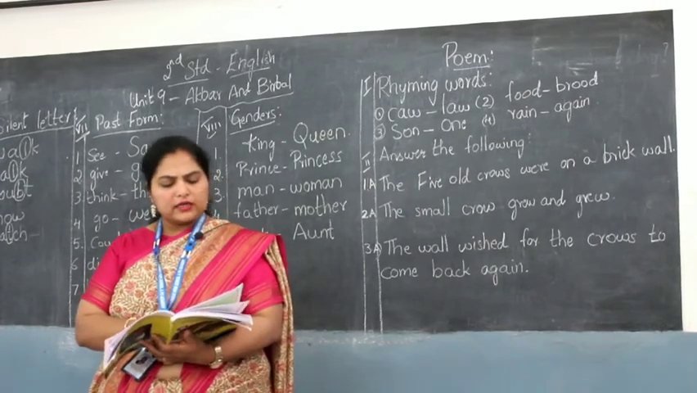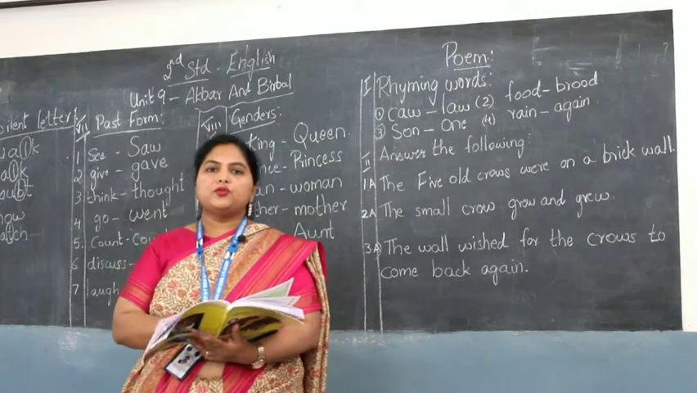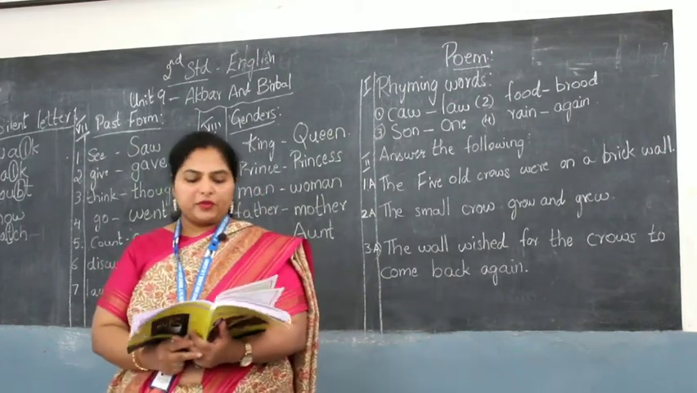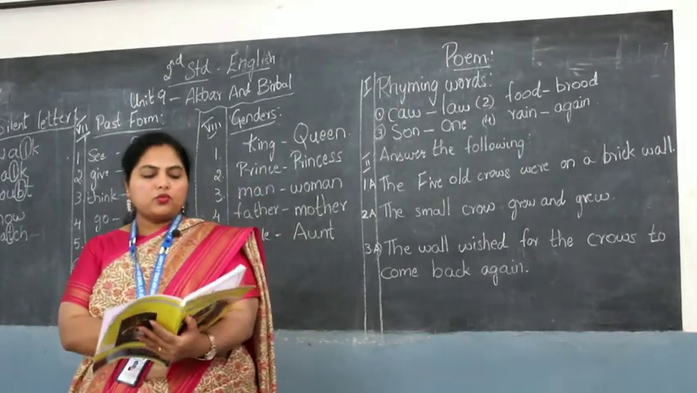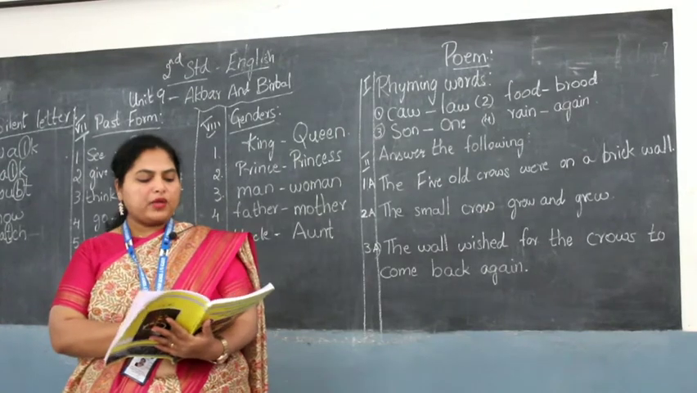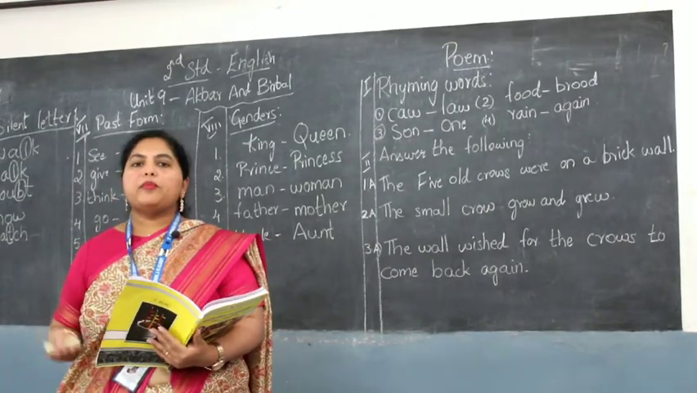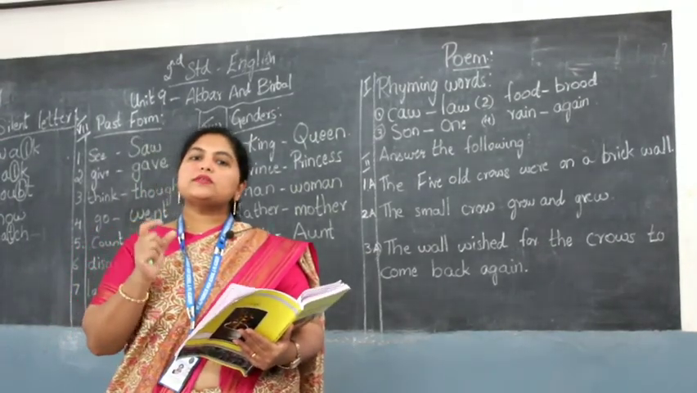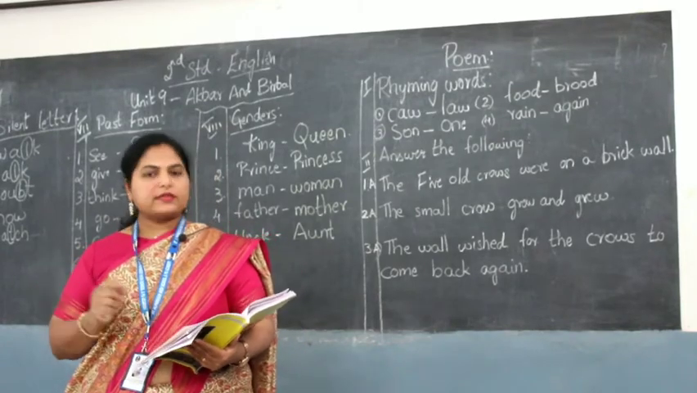Now we'll go to the exercises. Pair the rhyming words. 1 is done for you. So what are rhyming words, children? You might have learned in your previous class, also in your first standard. Rhyming words are two different words that have different spellings, but end with the same sound. Like wall and small, the example which is given.